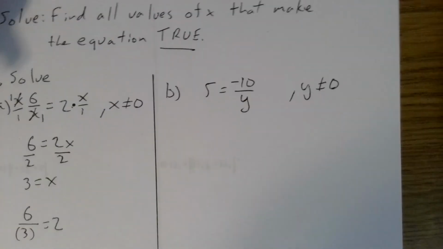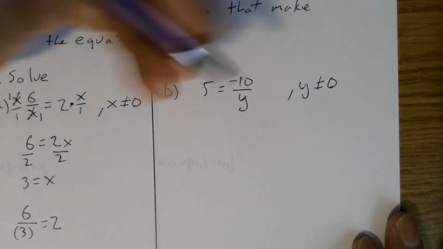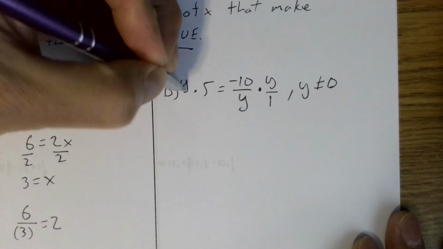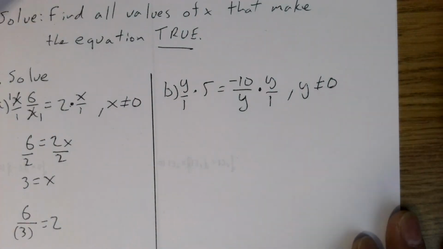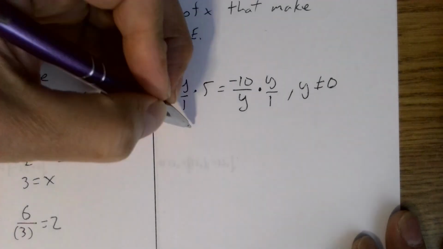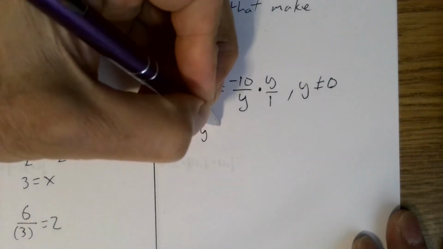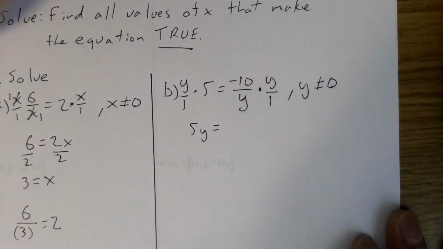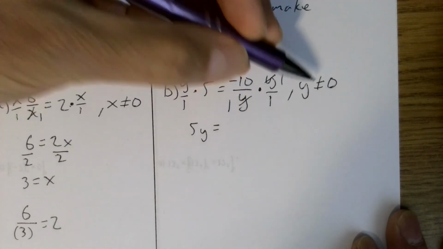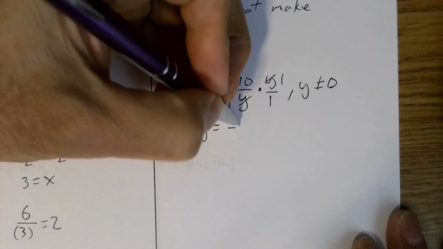Okay, let's have a look at b. Pretty much the same thing. We've got a y on the bottom. So if I multiply both sides by y over 1, that will get rid of that y on the bottom there. So we've got y times 5 is 5y. Remember, we never write y5. We always write the number first. And over here we've got y over y is the same as 1 over 1 because y can't be 0. So we've got 1 times negative 10 is just negative 10.